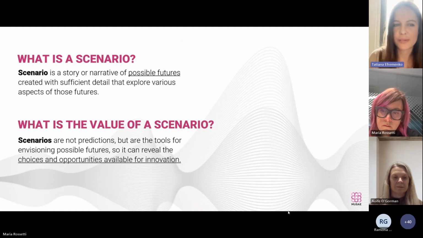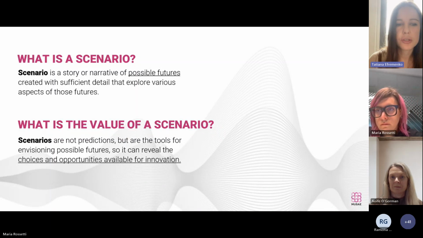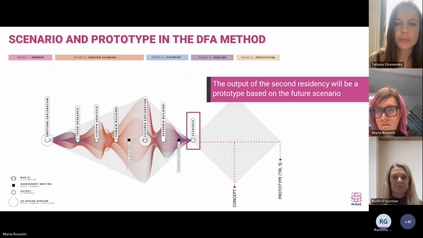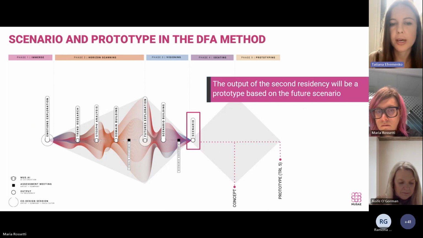So the scenario, just to give a small definition to be aligned in a way, scenario is a story or a narrative of possible futures created with sufficient details that explore various aspects of those futures. So saying that scenarios are not predictions, but they are rather tools for envisioning possible futures, because they can reveal the choices and opportunities available for innovation. And this is exactly what we are asking for, to explore the opportunities that these scenarios can bring, and later can be transformed to concepts and prototypes. Next slide, please. And this is just to show the connection that starting from the scenarios and exploring the opportunities, the idea, as I said, is to develop the concept and prototypes, which will be based on the scenario and the context of it. The next slide, please.